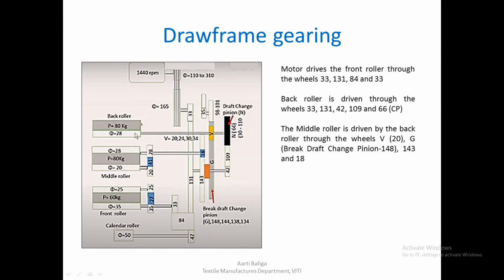It will change the speed of the back roller, and because the ratio between back roller speed and the front roller surface speed will change, you are able to change the total draft. So that is why it is known as a change pinion.